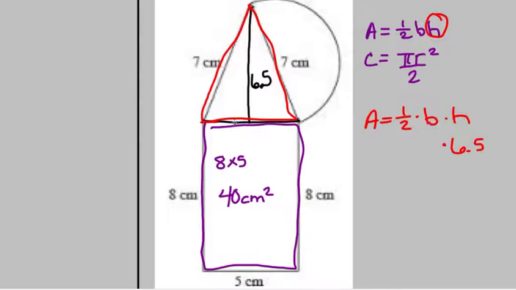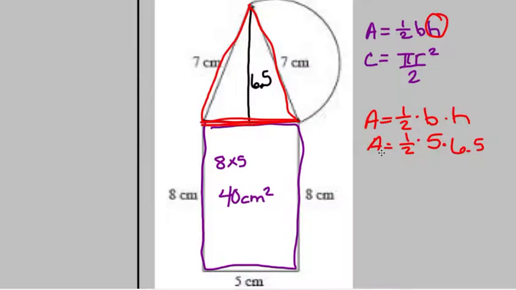The base, the bottom, how big is this bottom? Well, it doesn't have a number there, so I have to look down below to this 5. And this 5 is the same distance as that, so my base is a 5. And then times 1/2. I'm going to take all of this and just put it into my calculator.